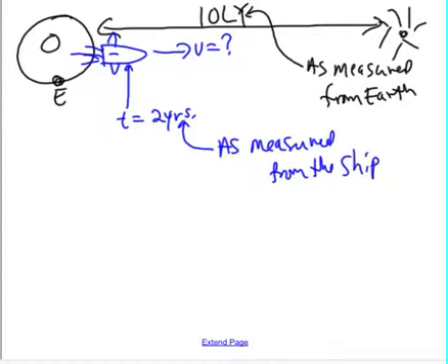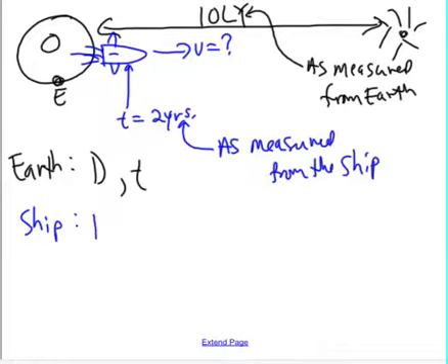So we've got 2 frames of reference. One will be the Earth, and I will designate that as a distance d and a time t. The other will be from the ship, which I will designate as a distance d prime and a time t prime. So prime on something means it's relative to the ship. Without one means it's relative to the Earth. Now I want to find out how big v is.